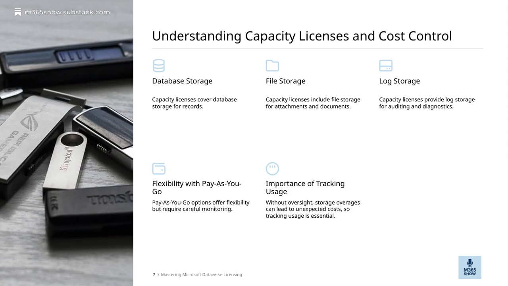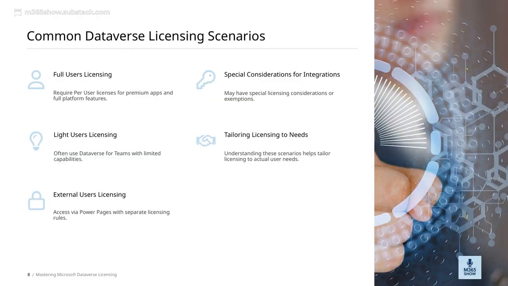This is where you can store attachments and documents related to your records, making it easier to manage all your data in one place. And of course, database storage covers the core of your data, such as records and entity information, ensuring your applications run smoothly and data is stored securely. Ultimately, understanding these different types of storage and how capacity licenses work is vital for effective cost control and maintaining a healthy, scalable environment.